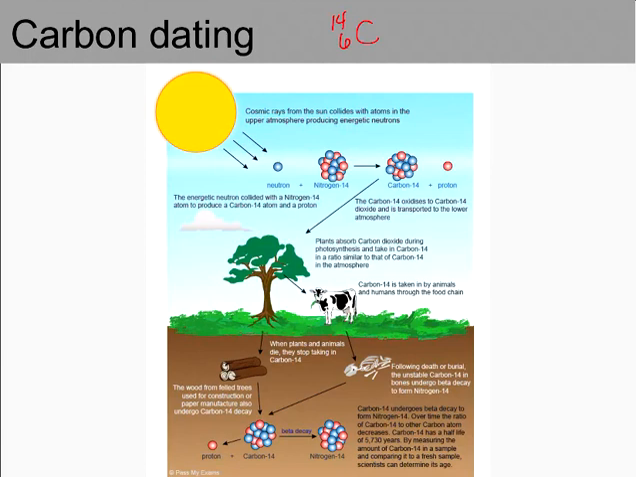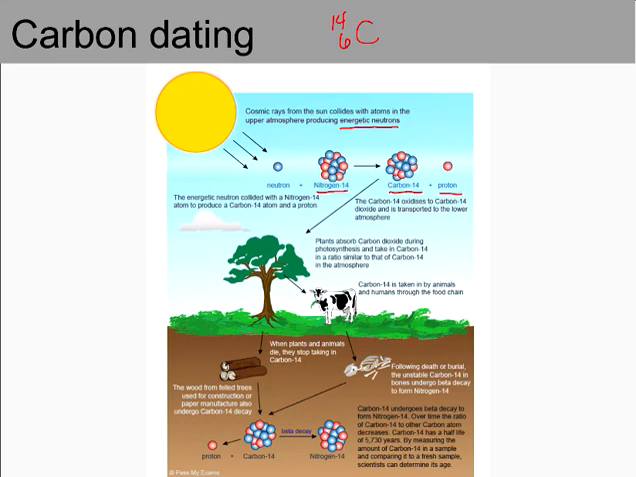All right, so what is shown down below is a cartoon of how carbon dating works. So cosmic rays from the sun will collide with atoms in the upper atmosphere, and that will produce energetic neutrons. And then those neutrons will collide with nitrogen-14 isotopes to produce carbon-14 and a proton.